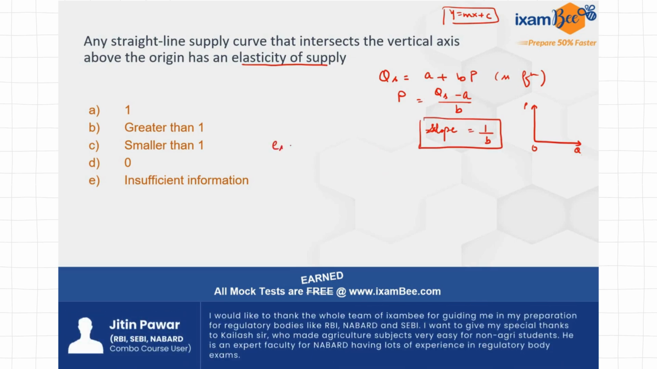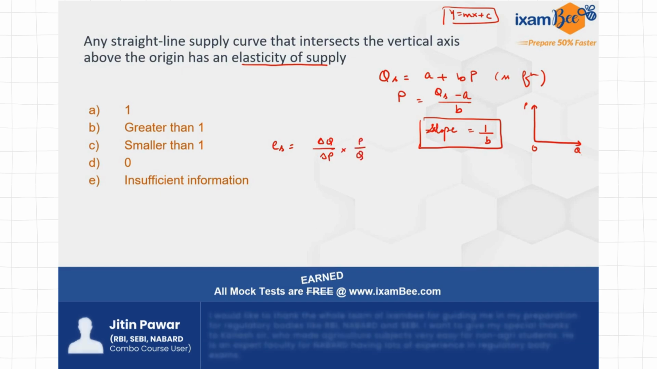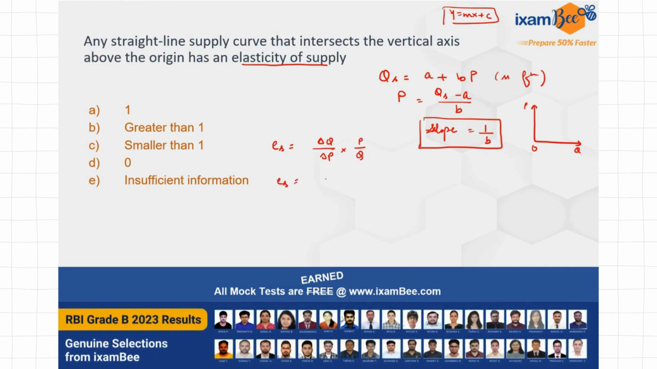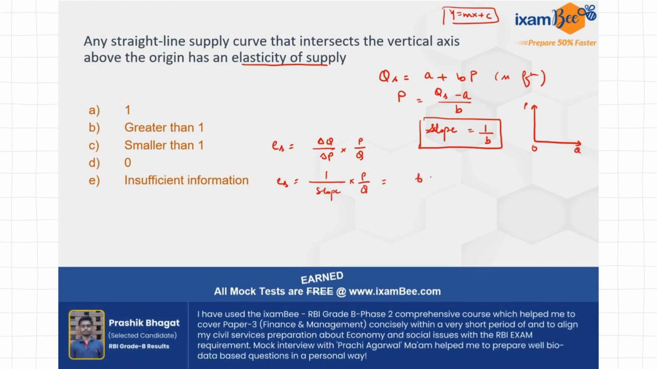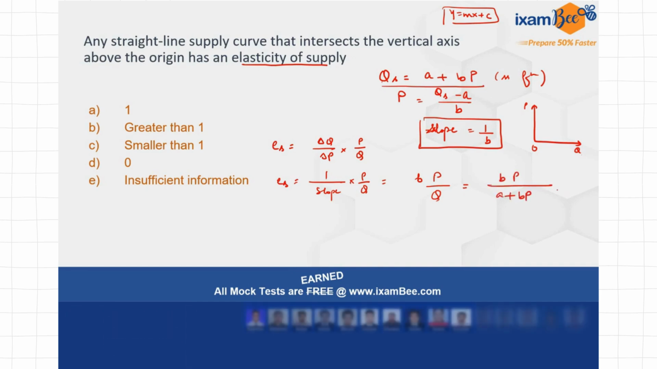Now also note that the elasticity of supply is given by delta Q upon delta P times P by Q. And this delta Q upon delta P is nothing but the inverse of slope. So I can write this as 1 upon slope times P upon Q, which is equal to, because the slope is 1 by B, elasticity would be equal to B times P upon Q. Now substitute Q as this function here in this equation. We have Bp upon A plus Bp. This is your elasticity of supply.